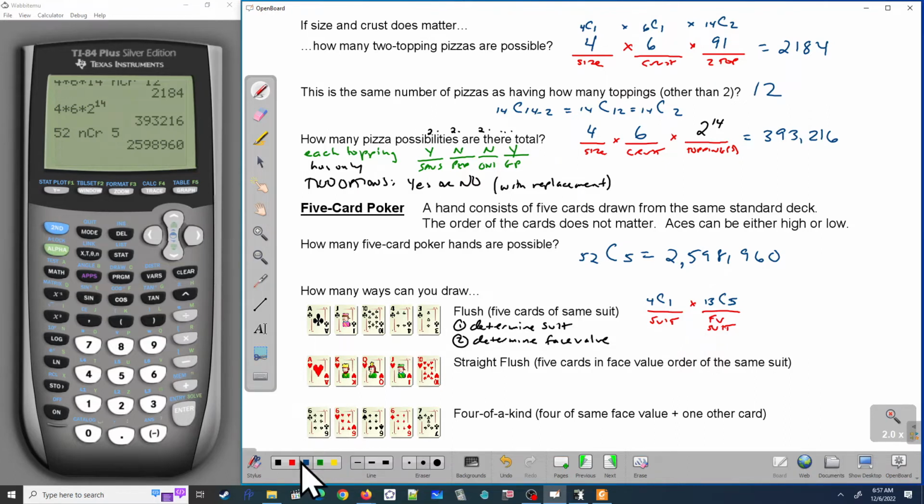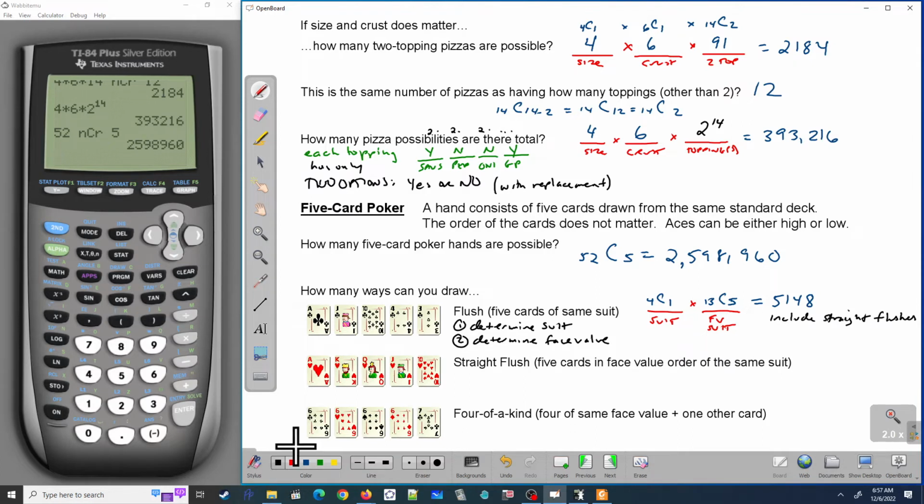At this point, I trust that you know how to type this into the calculator, so I'm just going to start writing down the final results. And we found out there were 5,148 total flushes. Again, this is going to include straight flushes.